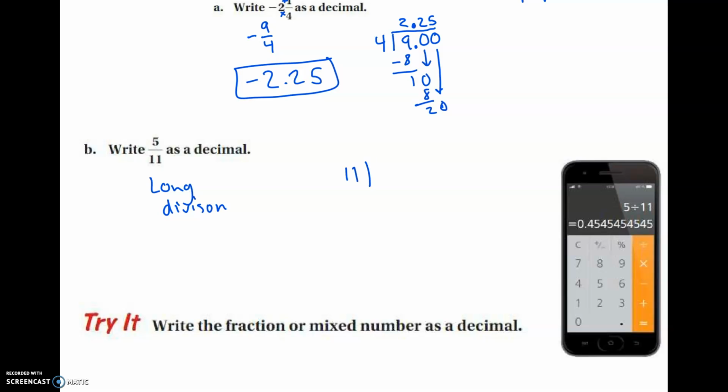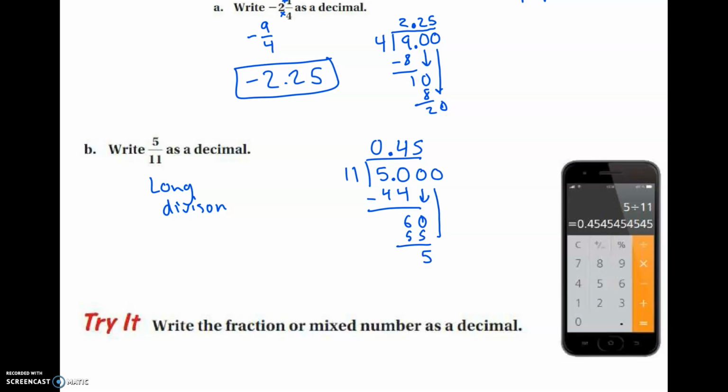5 divided by 11. Well, we can't do 5 divided by 11, can we? No, 11 doesn't go into 5 evenly. But don't forget that decimal. Maybe do a placeholder 0. 11 goes into 50 4 times. So that'd be 44, 6. 11 goes into 60 5 times. And we get 55.